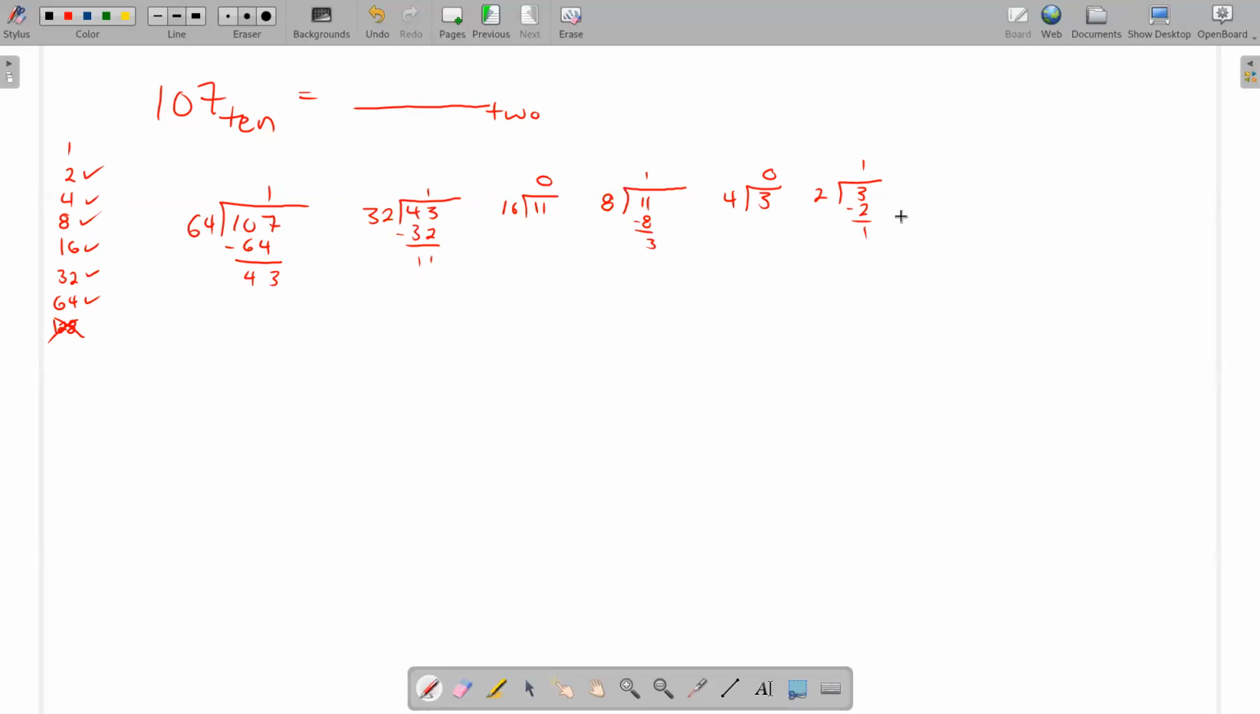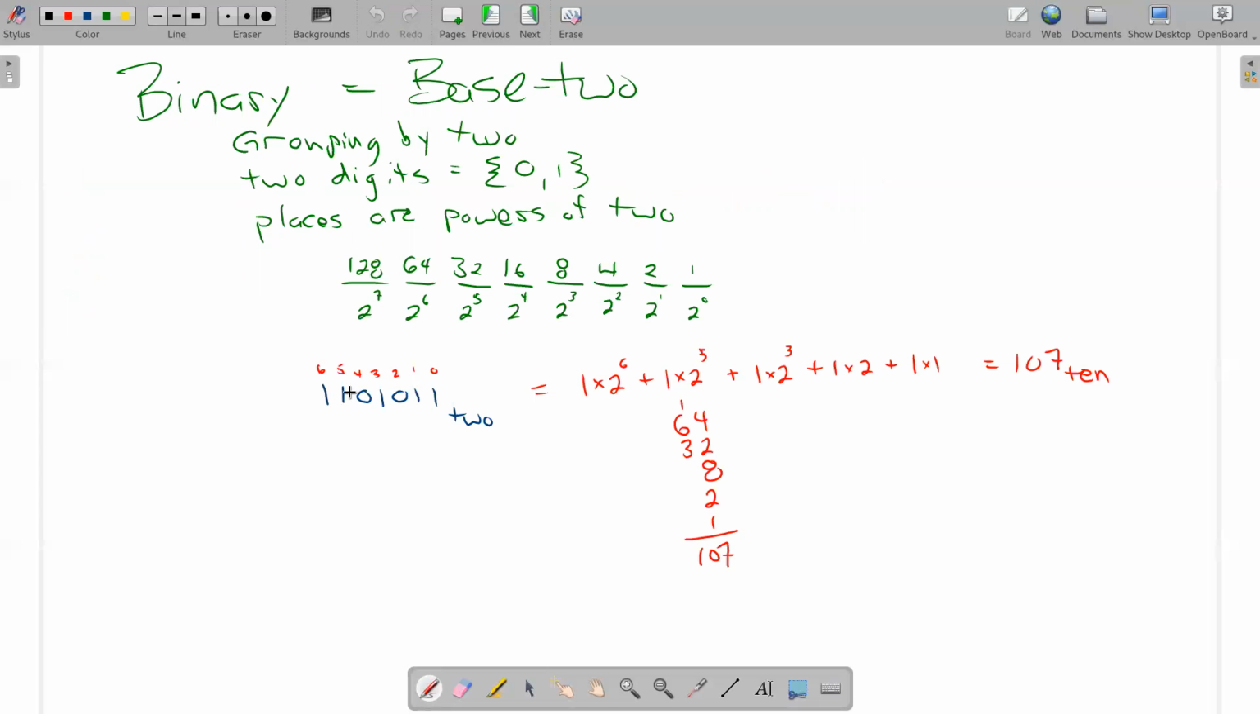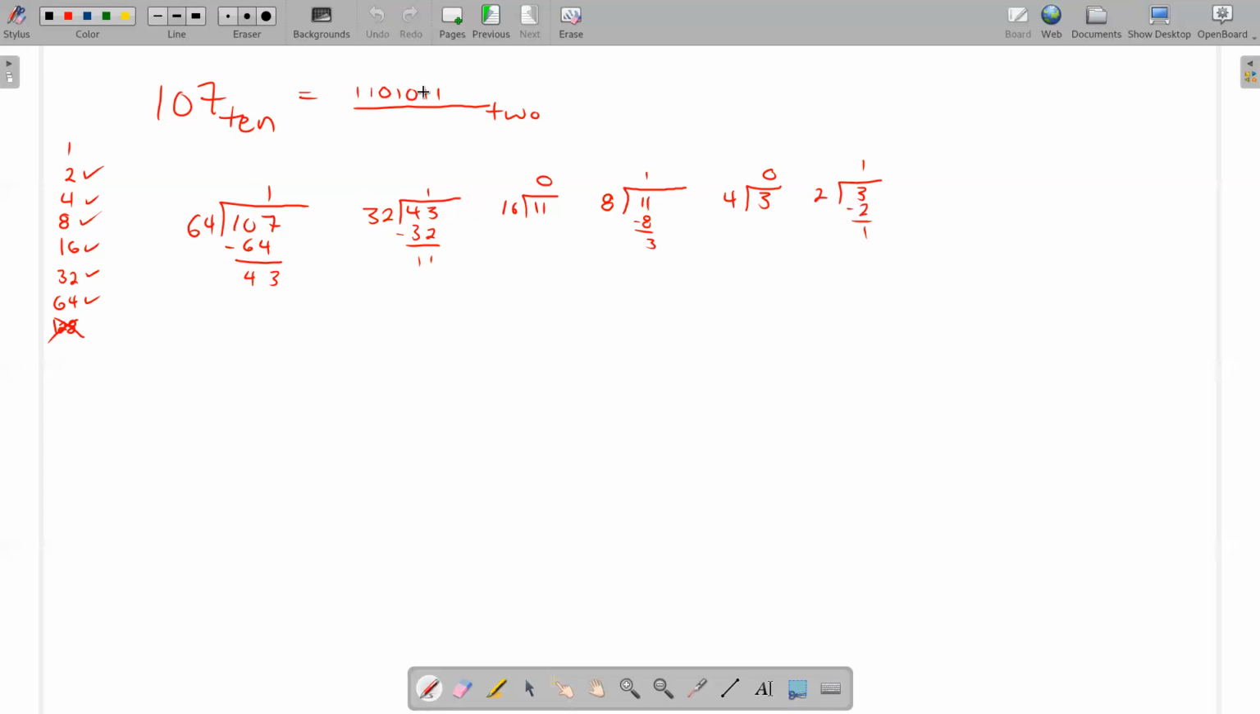And so now I have the number written out here. Don't forget about our 1s here. So I found there was 1 64, there was 1 32, there were 0 16s, there was 1 in the 8 position, there was a 0 in the 4 position, there's a 1 in the 2 position, and my remainder 1 here means there's 1 left over. And we should notice that is the number we started with over here. 1 1 0 1 0 1 1.